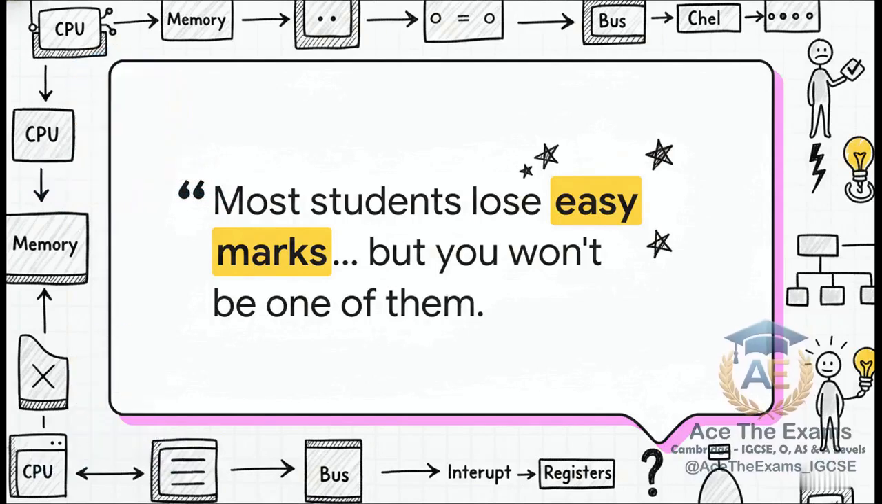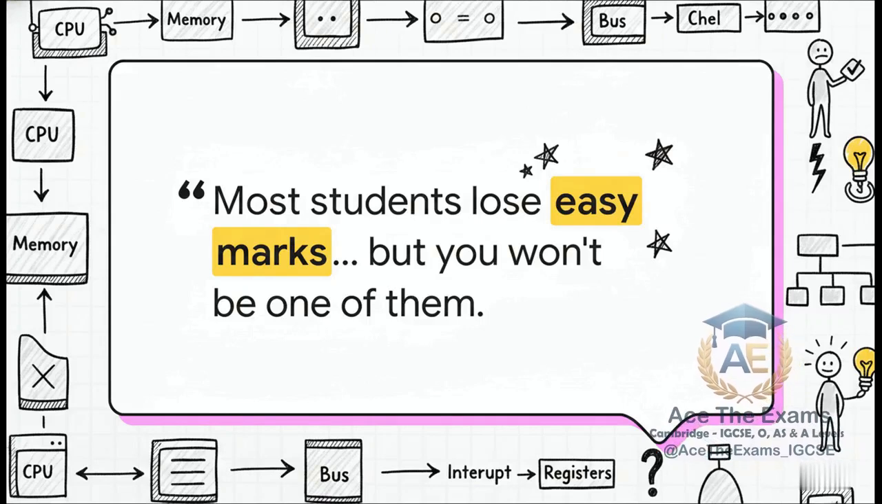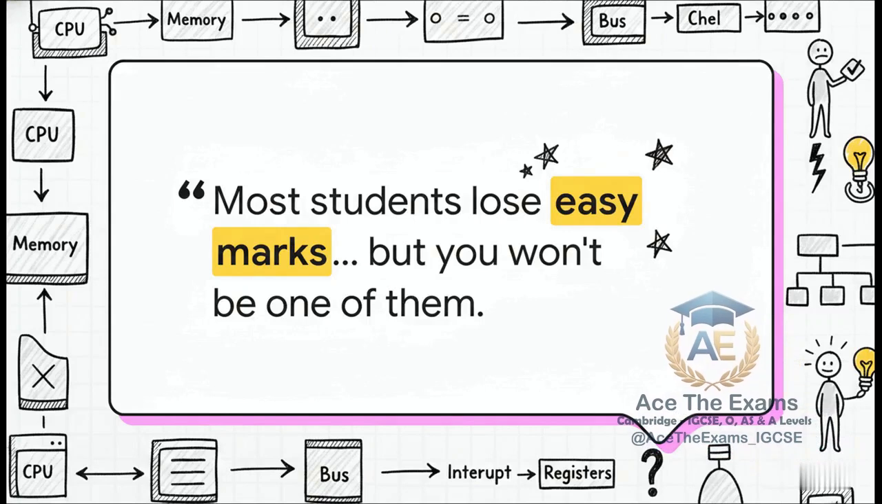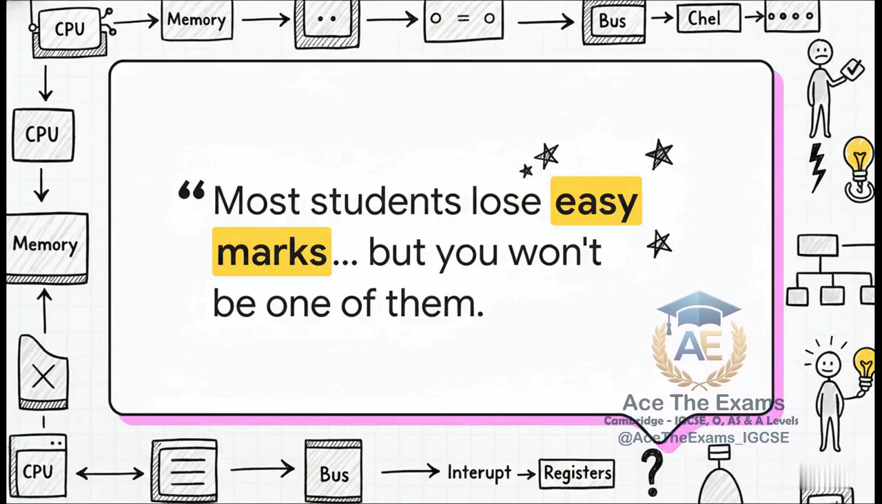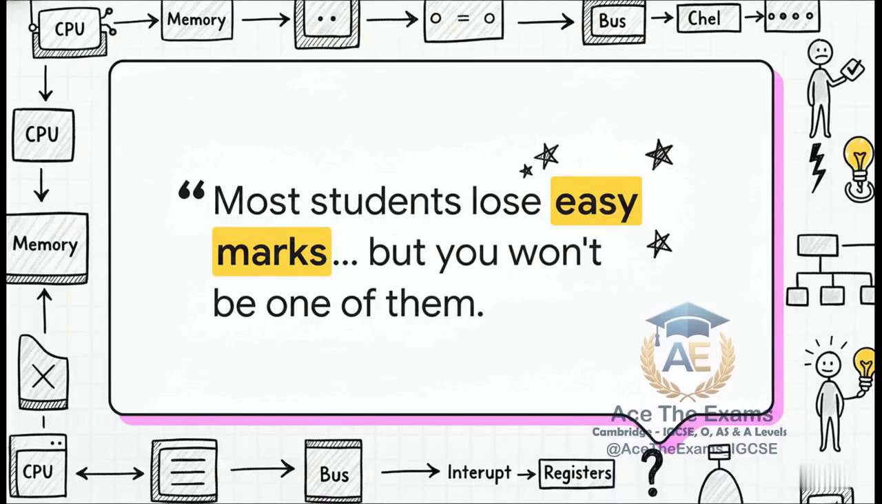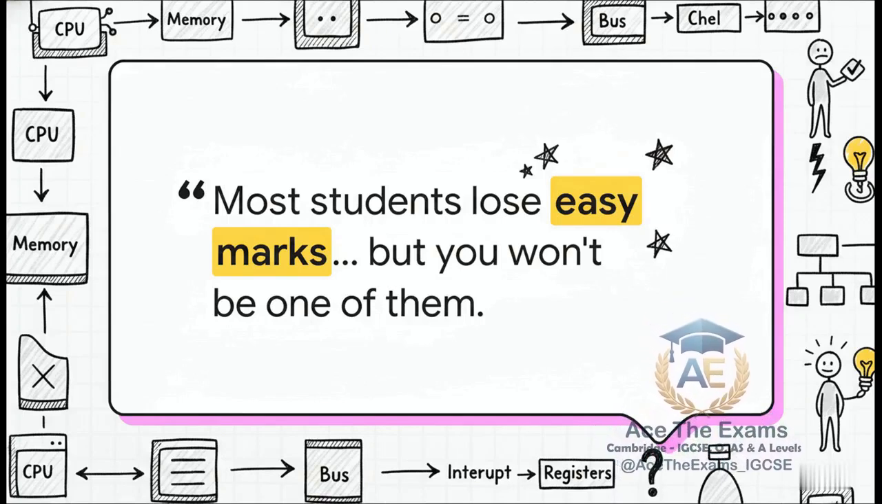The quote on the screen right now is a direct warning and, quite frankly, a promise from the senior examiners themselves. They are telling us that students exactly like Alex and Sam are constantly leaving easy points on the table. Their answers are deeply flawed, covered in red pen marks from the examiners. But by the end of our time today, you will have the exact framework the examiners are looking for. You won't be one of those students losing out.